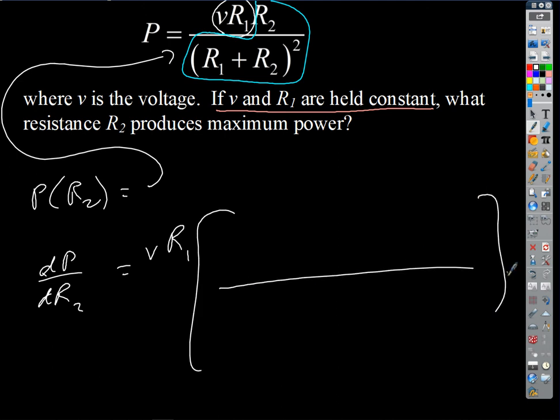Quotient rule, what's that again? Low D high, high D low. So we've got low, R1 plus R2 squared, times the derivative of high. What's D high? Derivative of R2 with respect to R2 is 1, right? Minus high times D low.